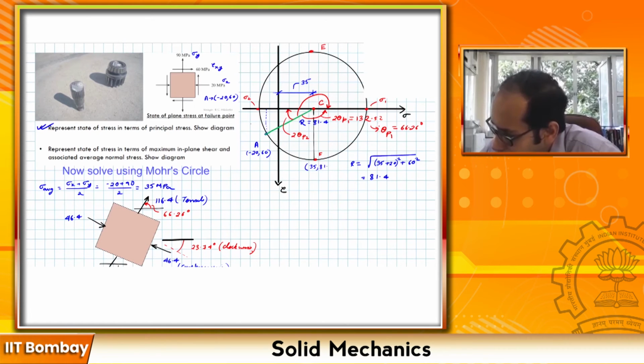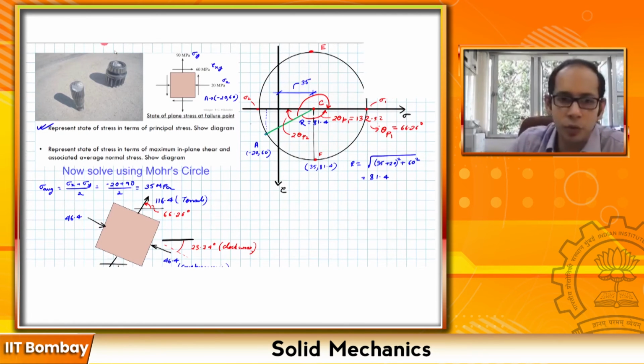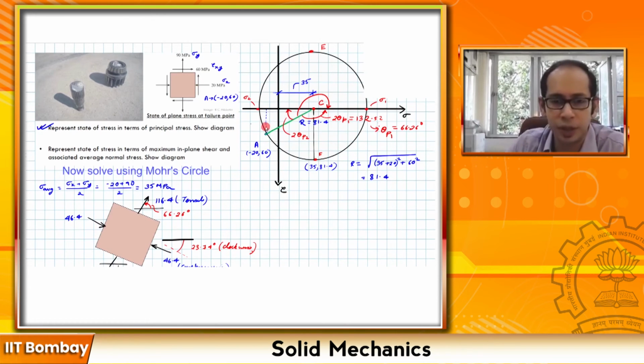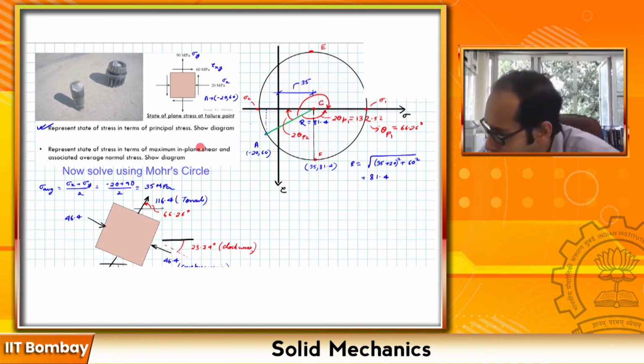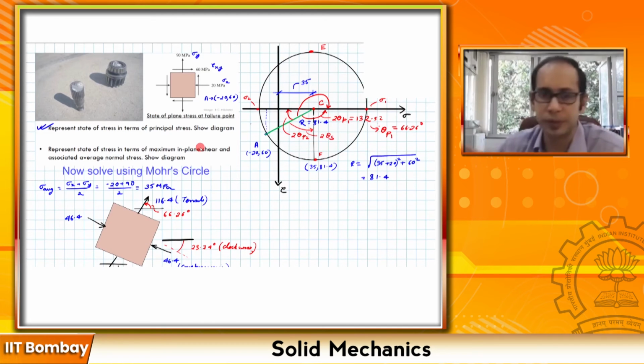The coordinate of that one is 35 and 81.4, right? And now to go from your point A, remember, the original place that you have over here, to the point F, how do I have to go? I have to go in an anti-clockwise manner. So let's just go ahead and mark that, and this angle is going to be 2 theta s.